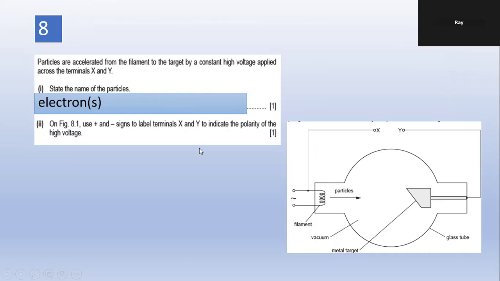On figure 8.1, use plus and negative signs to label X and Y to indicate the polarity of the high voltage. What's the polarity here? Which is plus, which is minus? X should be minus, that should be the cathode. Y should be the anode. Good.